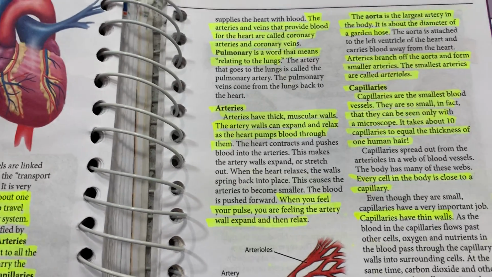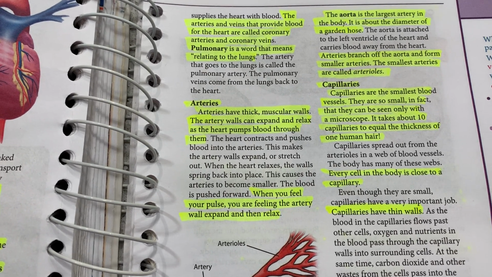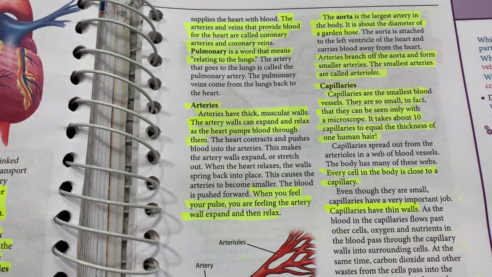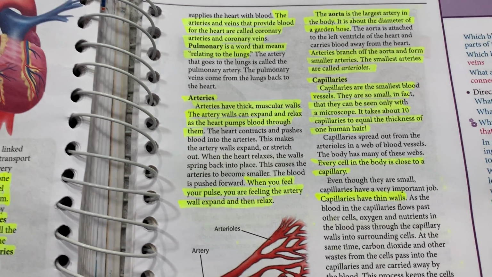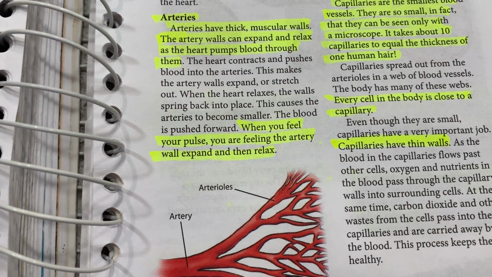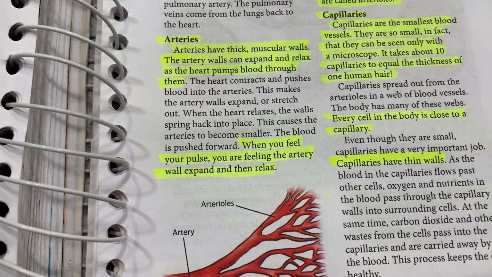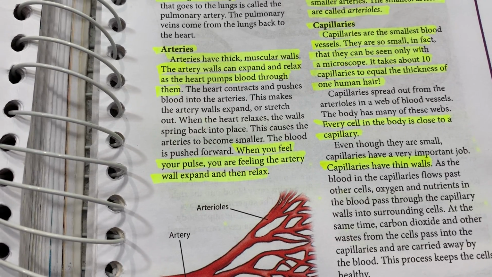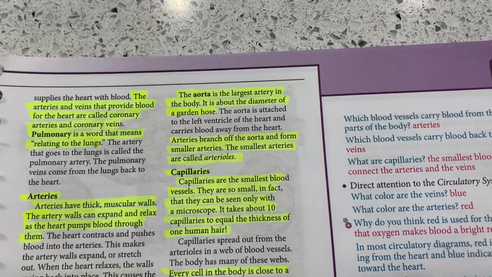So the difference between arteries and veins, we're going to talk about arteries first. Arteries have thick muscular walls. They expand and relax as the heart pumps. Now, you should have already done your pulse experiment by the time you're watching this video. And it says when you feel your pulse, you are feeling the artery wall expand and then relax. That's what you're feeling.